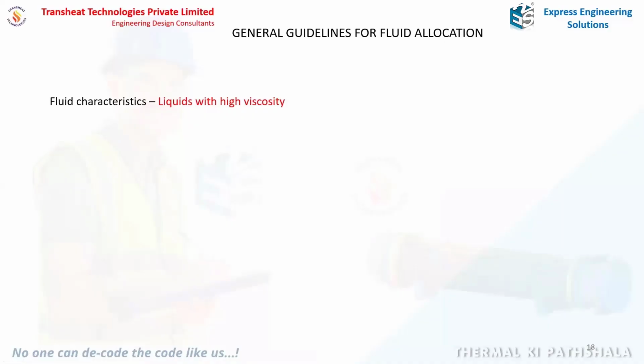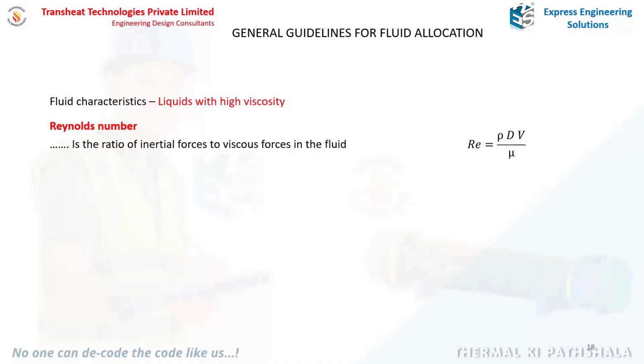As part of our studies, all of us must have come across some dimensionless numbers like Reynolds number, Grashof number, Prandtl number, Nusselt number and all. One dimensionless number which has to do with most heat transfer equations is Reynolds number. Reynolds number is nothing but the ratio of inertial forces to viscous forces in the fluid. If you go by the formula, Reynolds number is a product of density multiplied by diameter multiplied by the velocity of the fluid, divided by the viscosity of the fluid.